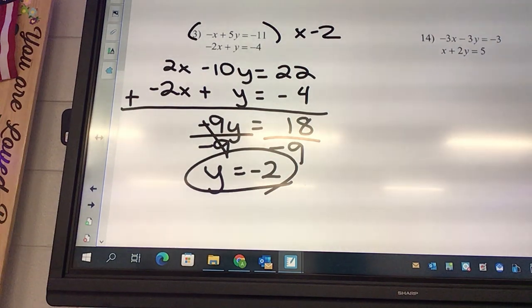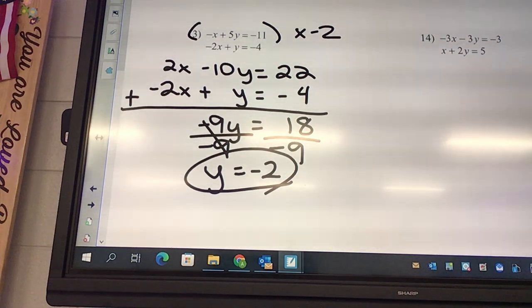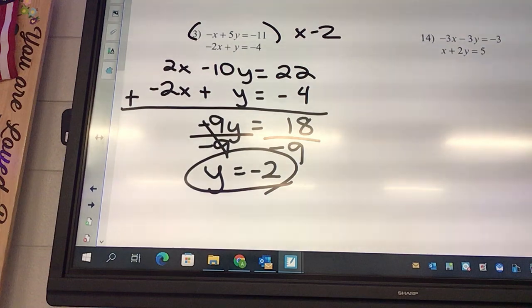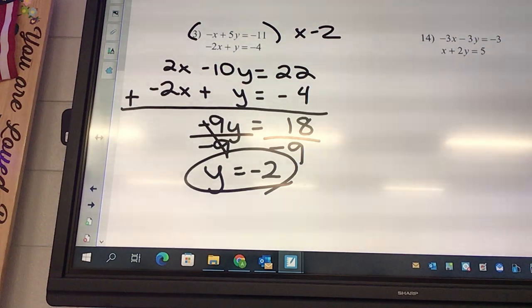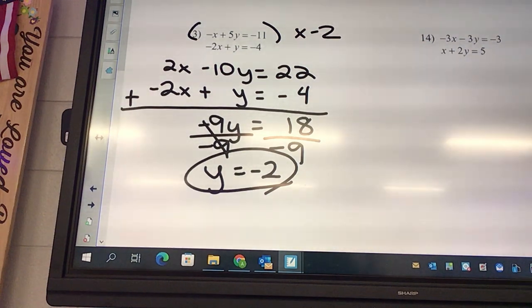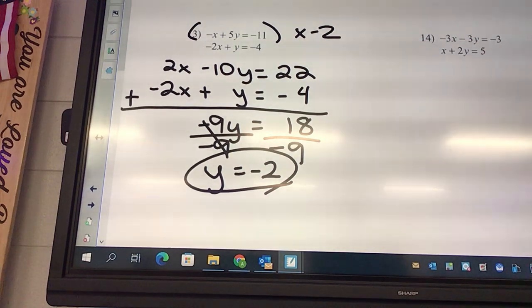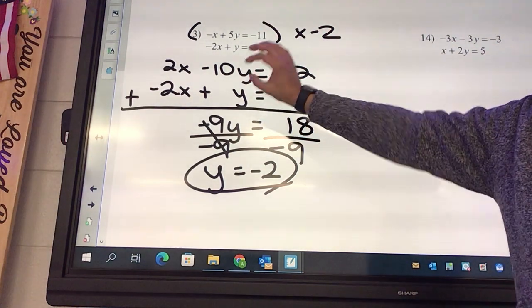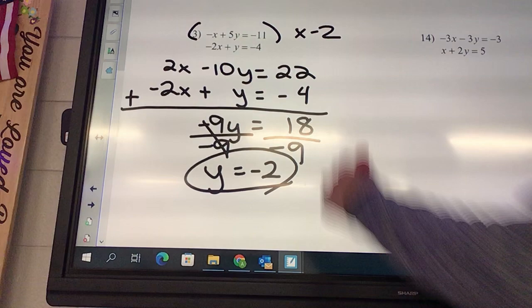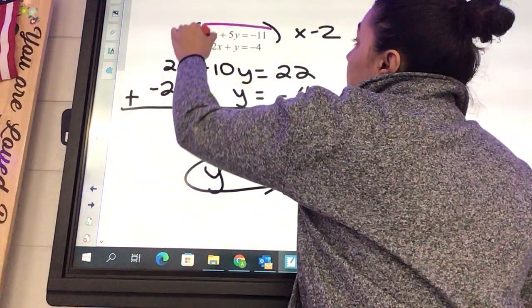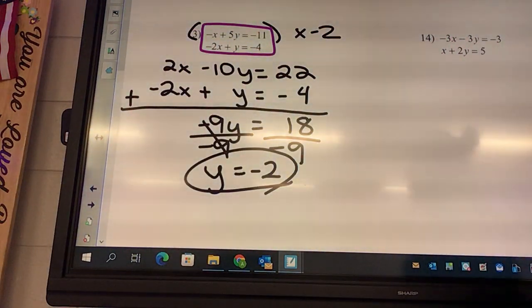Okay, where do we plug that into? One of the original equations. It's gotta be one of these ones, not one of these ones. So you can plug it into either one of these up here, but that's your only option.